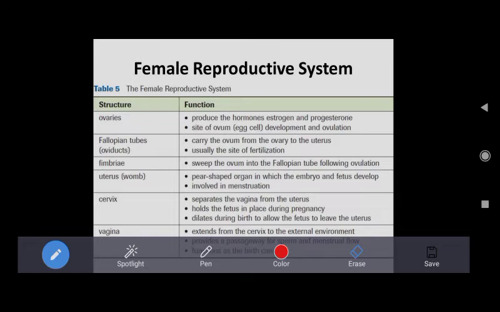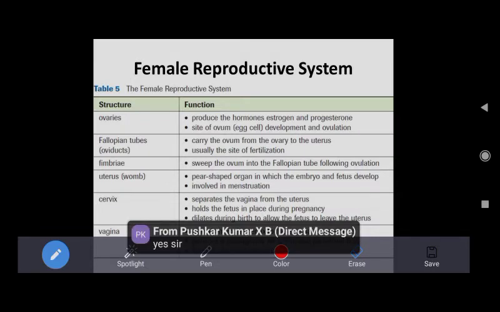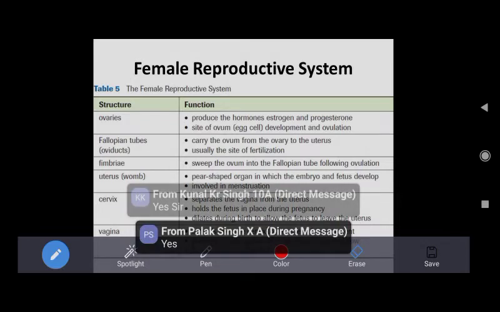Pushkar, is your doubt clear? All the students, is the female reproductive system part clear to all? Okay, fine.